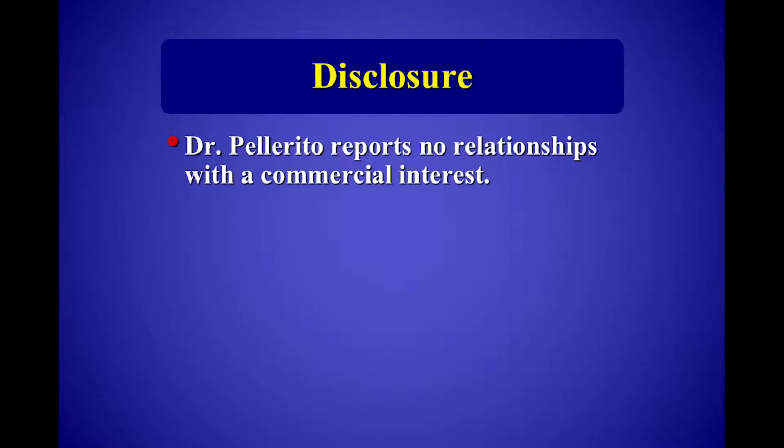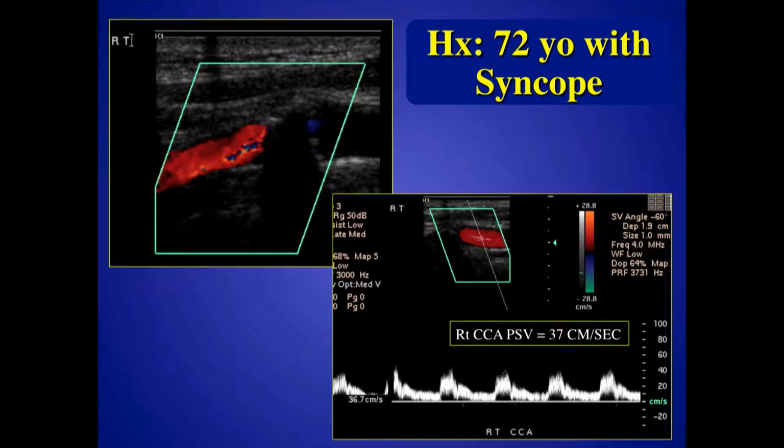Okay, let's look at our first case, and we'll try to use the poll EV, so if you have that fired up, that will be helpful. Here's a 72-year-old with a history of syncope, and here's an abbreviated carotid duplex. I'm showing you a little bit of the ICA here, which has pretty much a homogeneous color pattern, and a sample from the distal common carotid. That's the first waveform, and it's got a velocity of 37 centimeters per second.